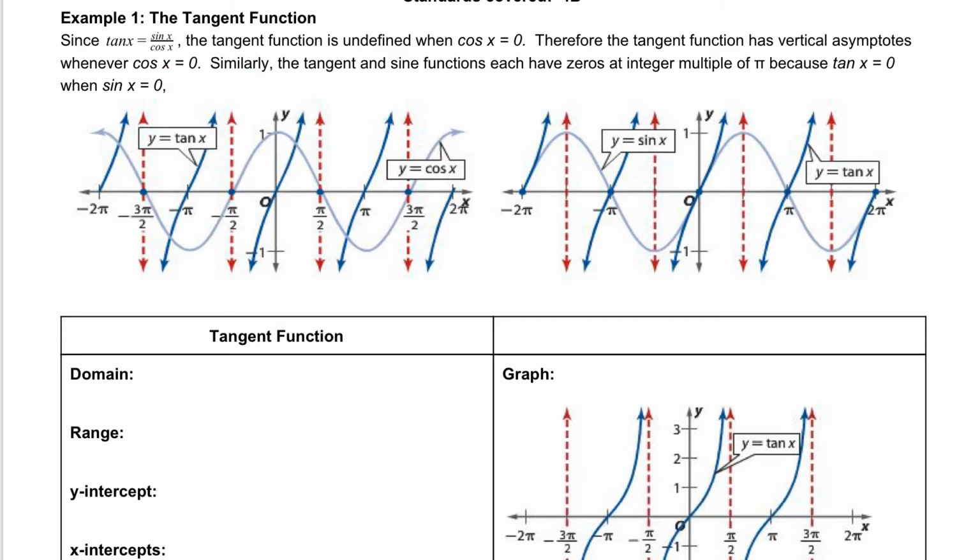So if you take a look at the picture down here, here's my cosine of x graph in this light gray, and you can see whenever the cosine is 0, the tangent function has an asymptote.